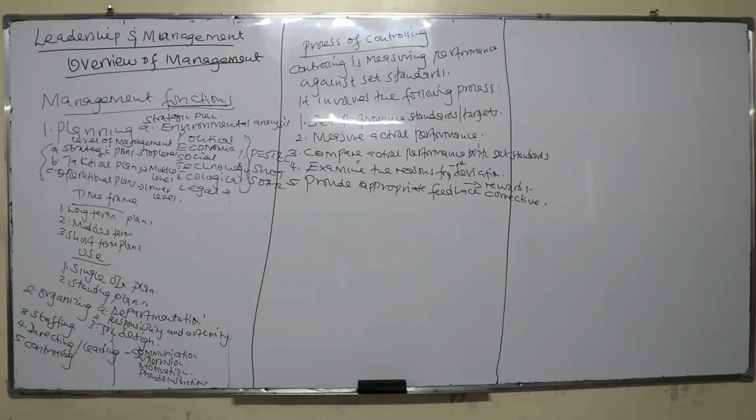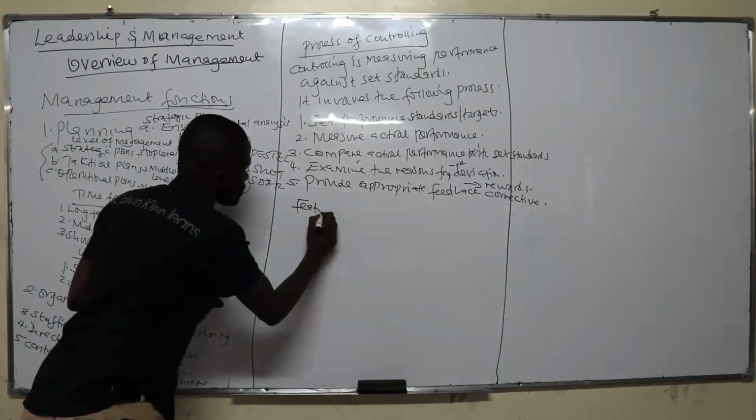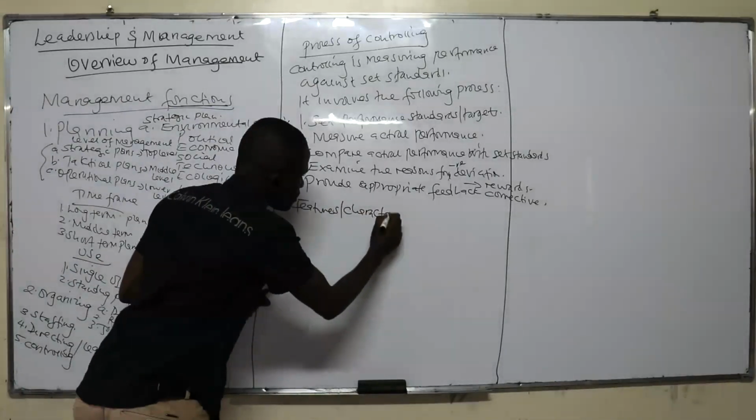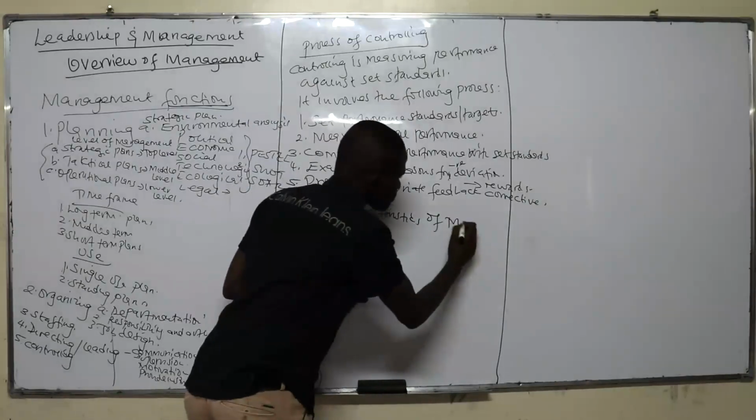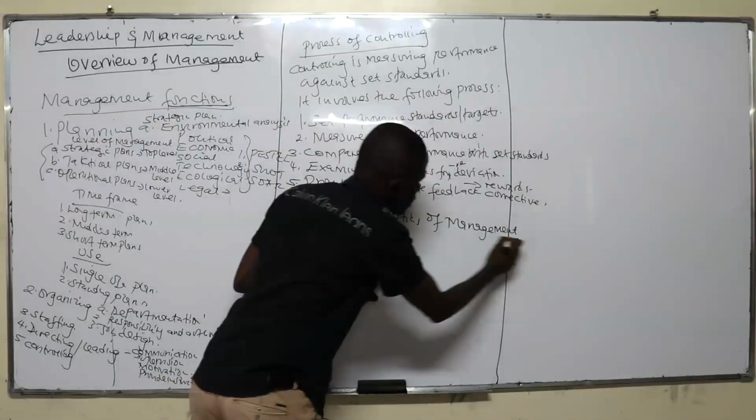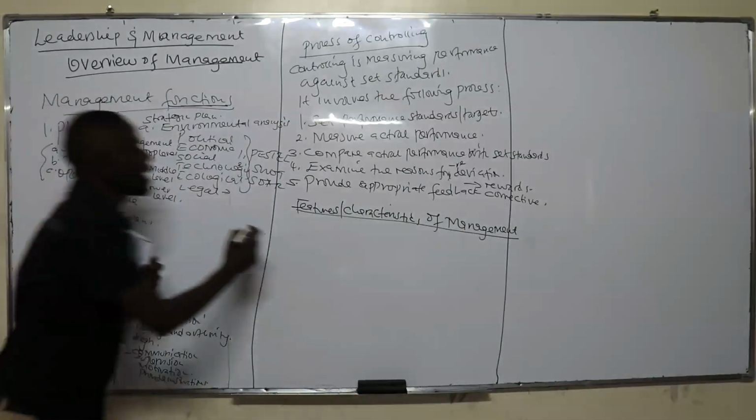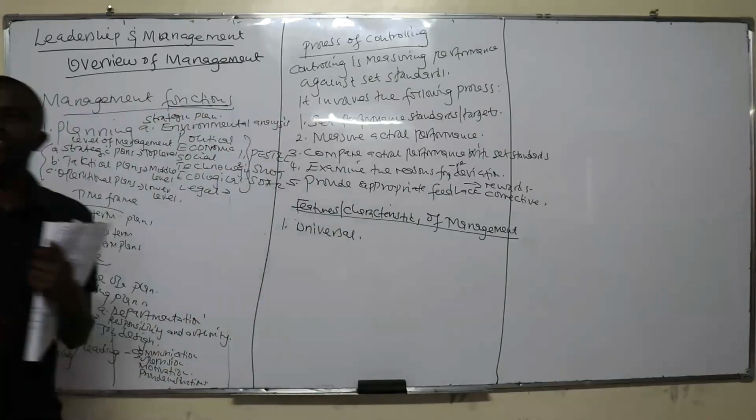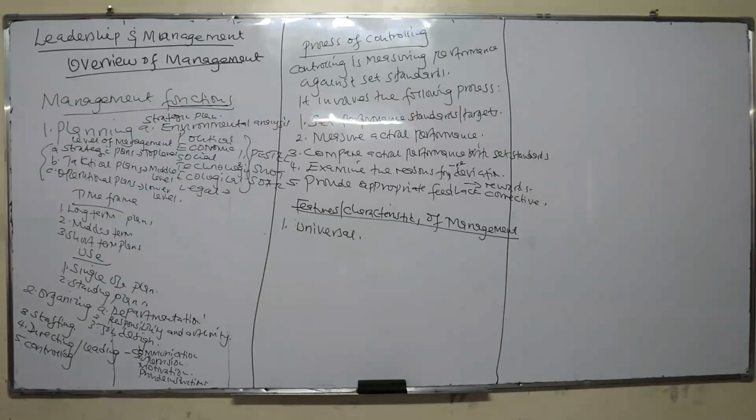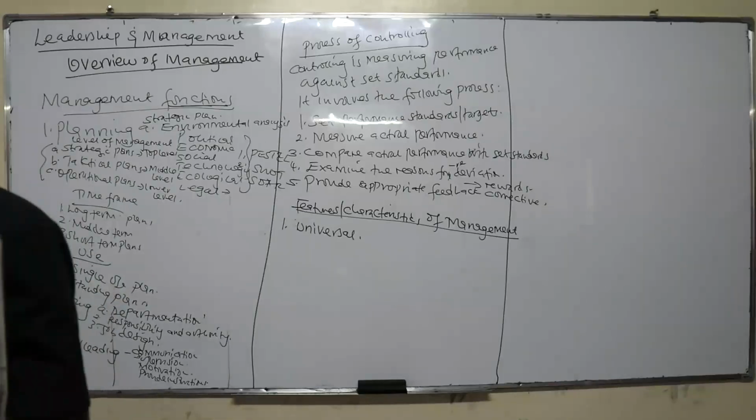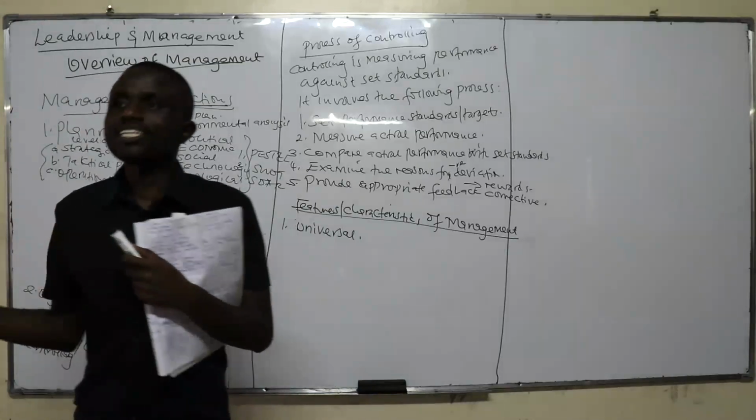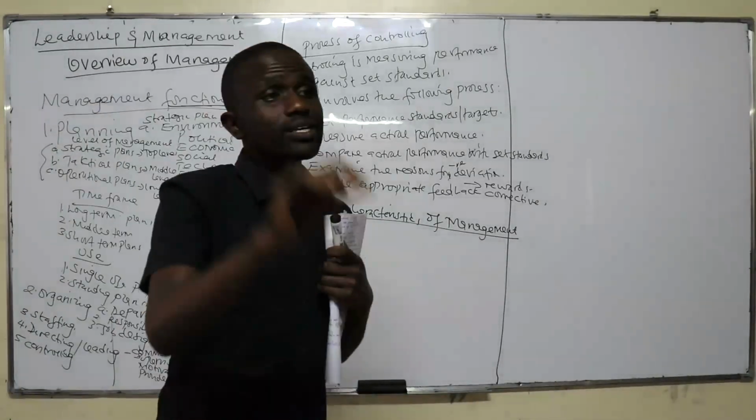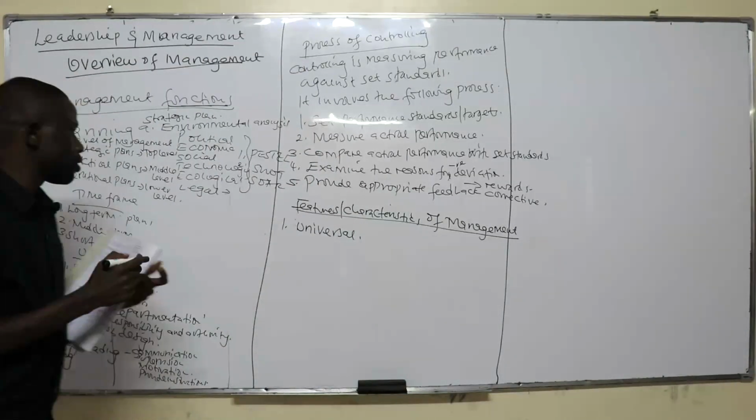Then we move on to look at features or characteristics of management. When we talk about management, what are its features? One, management is universal. What does it mean that it is universal? It is practiced all over. Everywhere, management is required.